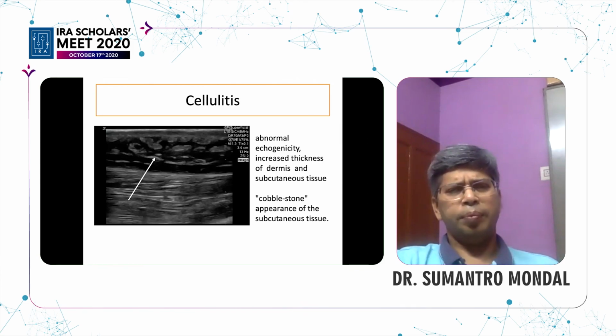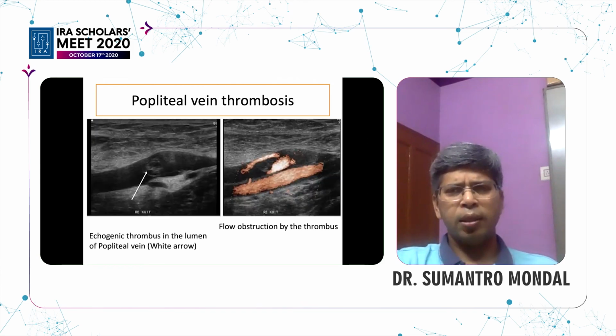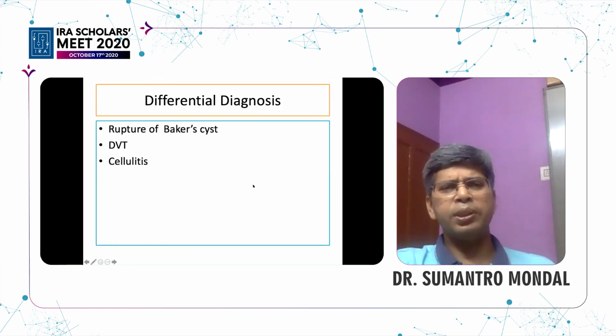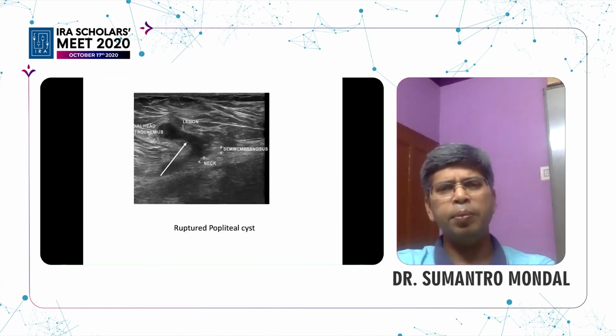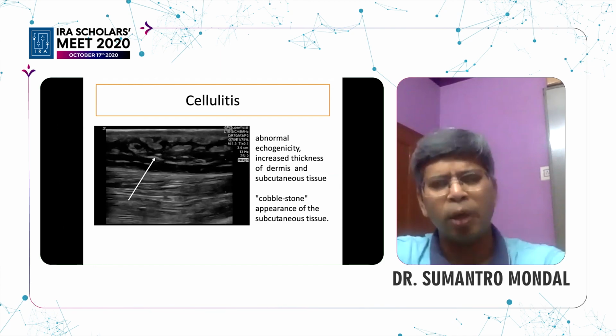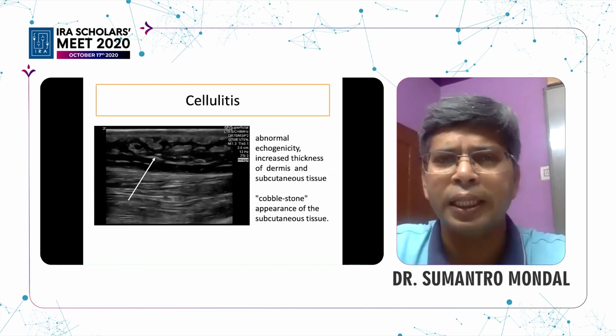So when there is leg swelling like this, the common differential diagnoses are ruptured Baker cyst, DVT, cellulitis. You can exclude them with confidence if you do ultrasonography. And you can take ultrasonography as an extension of your clinical examination.